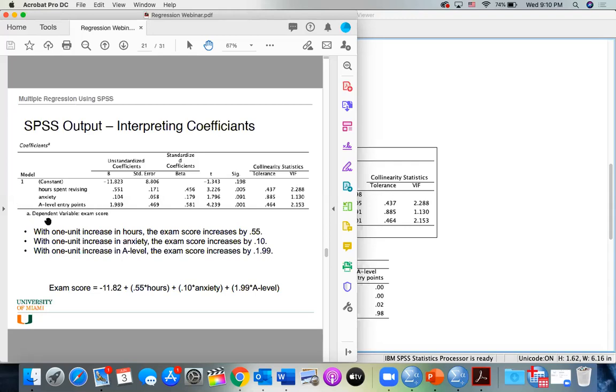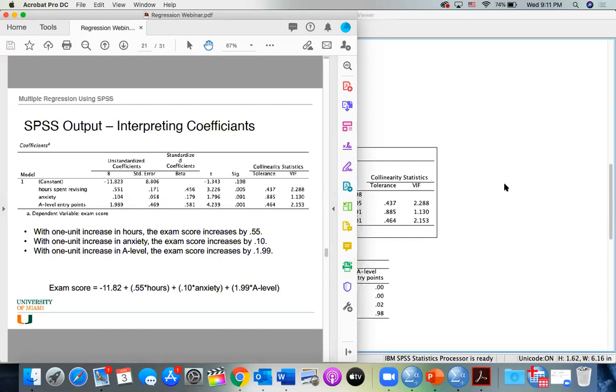Lastly, the A-level entry points, the same way of interpretation. I just want to pay attention to the plus sign here, the positive sign. So the positive sign will lead to an increase, but the negative sign will lead to a decrease. So let's assume that the A-level entry points coefficient is negative. So we will interpret this as with 1 unit increase in A-level, the exam score will decrease by 1.99.